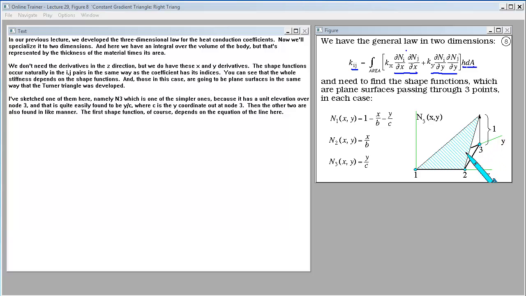I've sketched one of them here, namely N3, which is one of the simpler ones because it has a unit elevation over node 3, and that is quite easily found to be y over c, where c is the y coordinate out at node 3. Then the other two are also found in like manner. The first shape function, of course, depends on the equation of the line here.